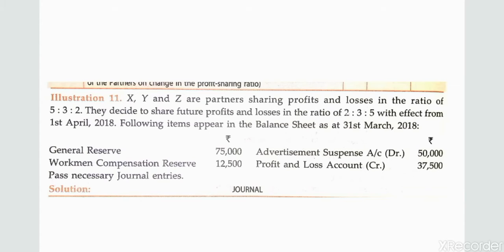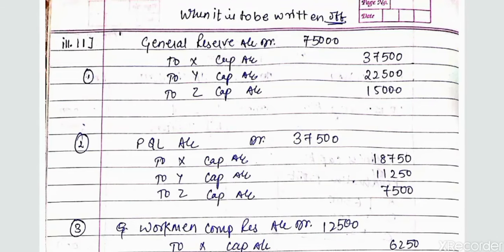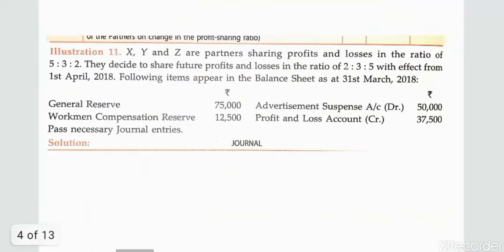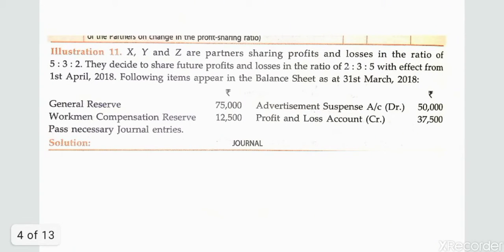So we will be moving to the solution part. Okay, so let's go to the solution part. According to what has been told in our question, the following items appear in the balance sheet, and it has not been said whether we have to record it or not. In that case we will assume that we have to write it off or distribute it. That means we will not record it in our balance sheet after reconstitution.